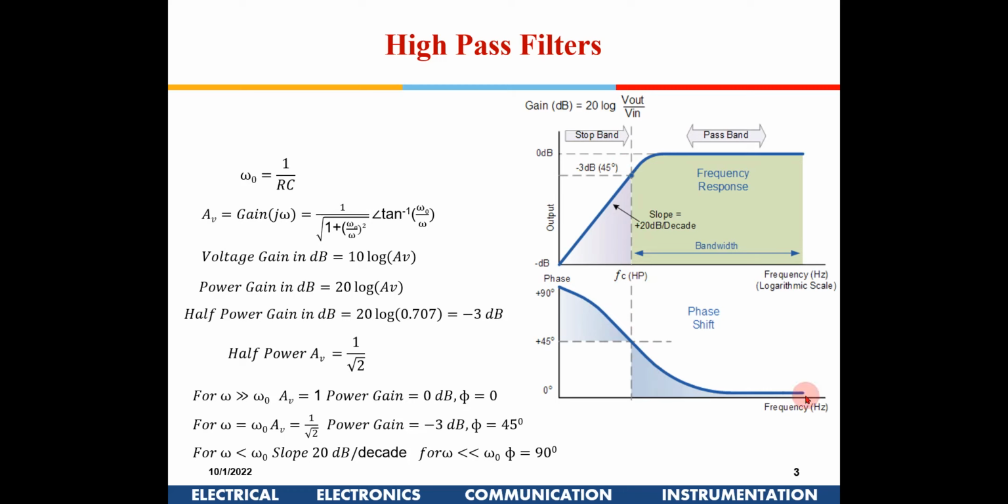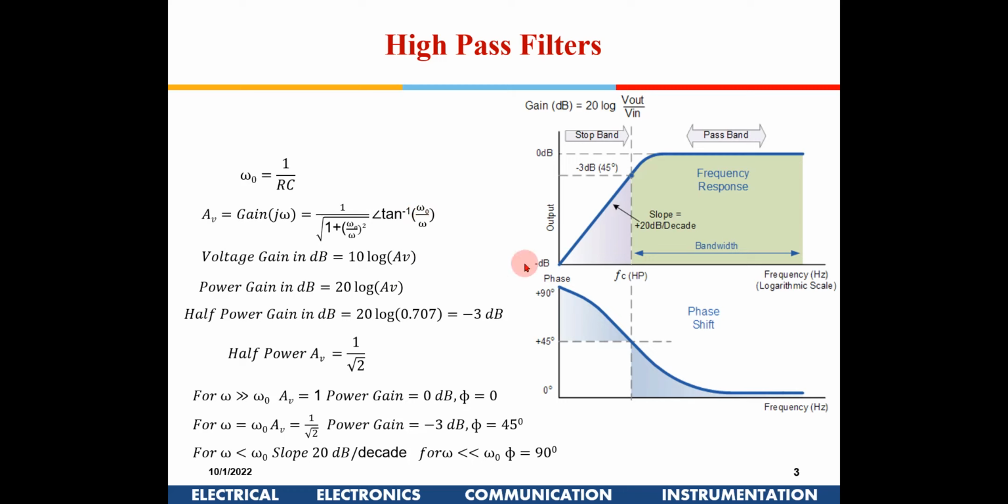Similarly, if you see the phase, it starts at 90 and goes to 0 out here. So if I put omega equal to 0, initially it will be tan inverse infinity, which is 90. But when omega approaches very high frequencies, this tends to 0. At the corner frequency, it is tan inverse 1, so it is 45 degrees.